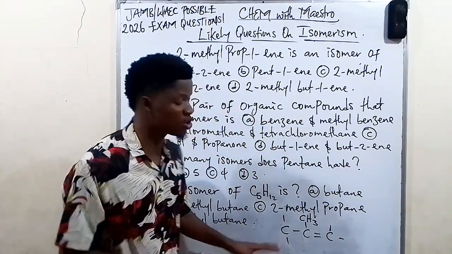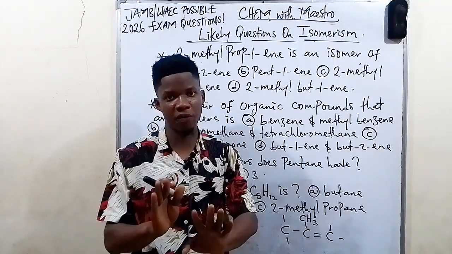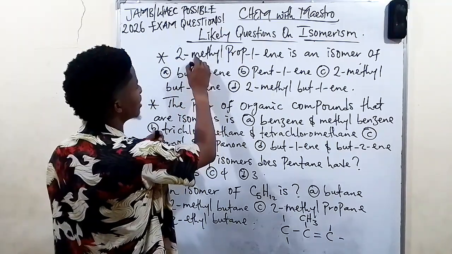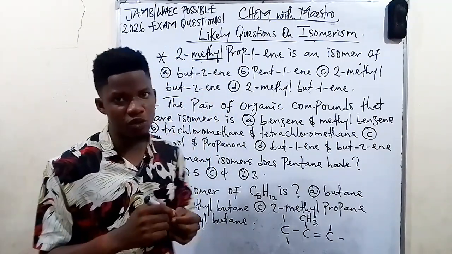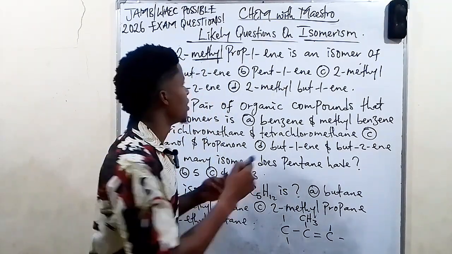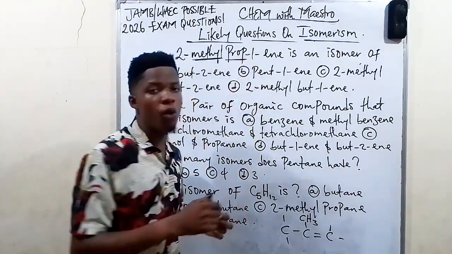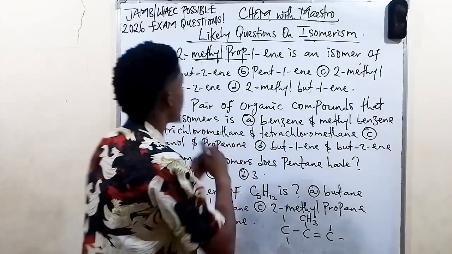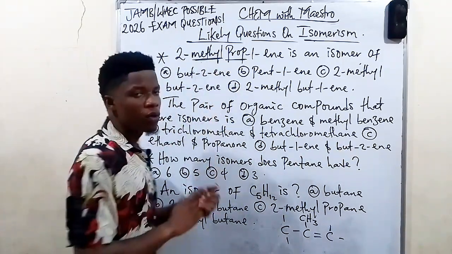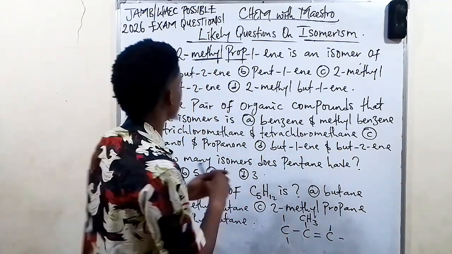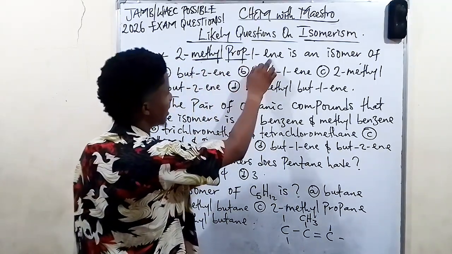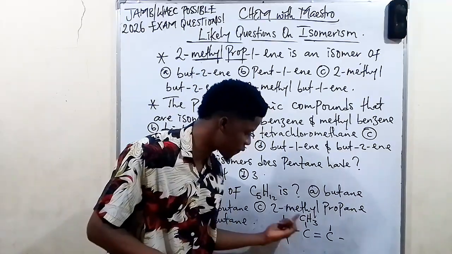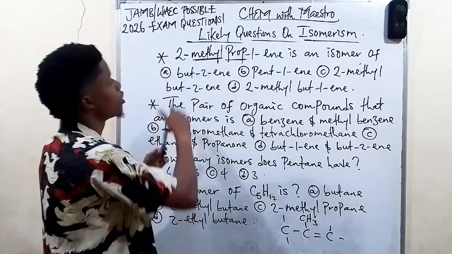If you don't know how to draw the structure, don't stress yourself, just look at the name. You have 2-methyl, so a methyl group, and methyl has one carbon. Then you have prop, coming from propane, which has 3 carbons. So when you add 1 to 3, what do you get? 4 carbons. Therefore, 2-methyl prop 1E has 4 carbons. Now look at the diagram: 1, 2, 3, 4. So it has 4 carbons.